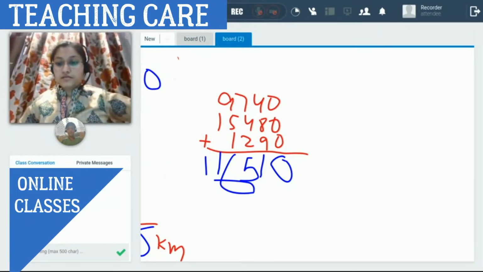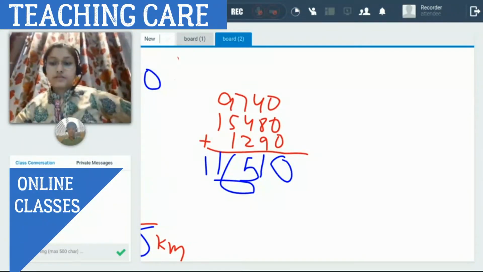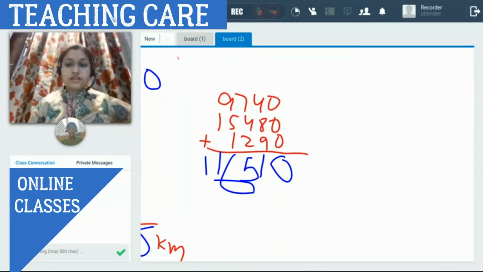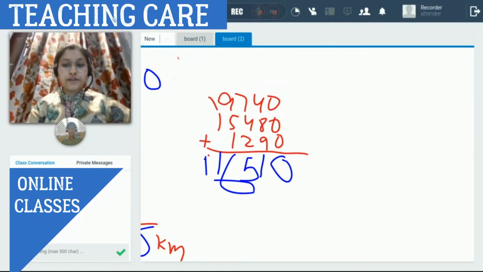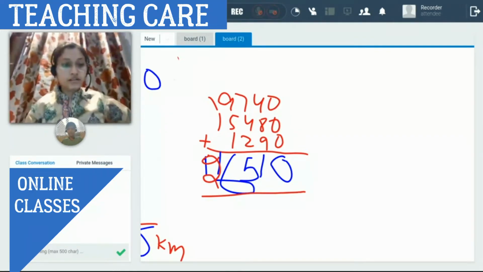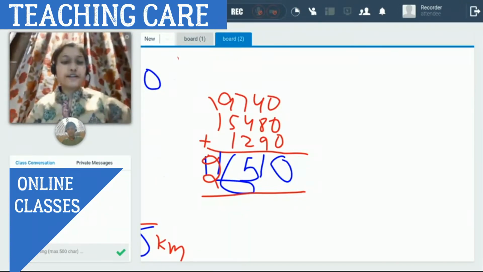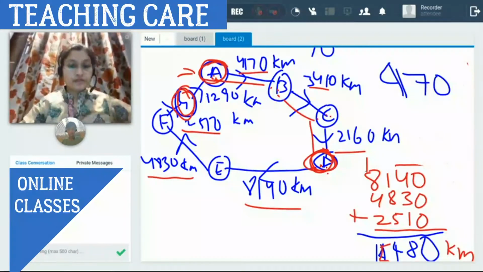It's 116510. Let me check. No, it's 26510. Oh, I added an extra one. Instead of adding this extra one, you have to add it up over here. Carry, then it will be 26510. So the total distance traveled by the bus from A to A is 26,510 kilometers.